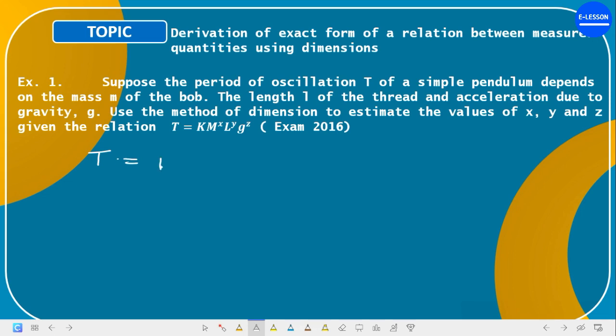So let's write m first. It was dependent on the mass, then dependent on the length, and then dependent on the acceleration due to gravity, g. Use the method of dimensions to estimate the values of x, y, and z. Given the relation T is equal to K, the relation given to you is T is equal to K times m raised to the power of x, l raised to the power of y, and g raised to the power of z.